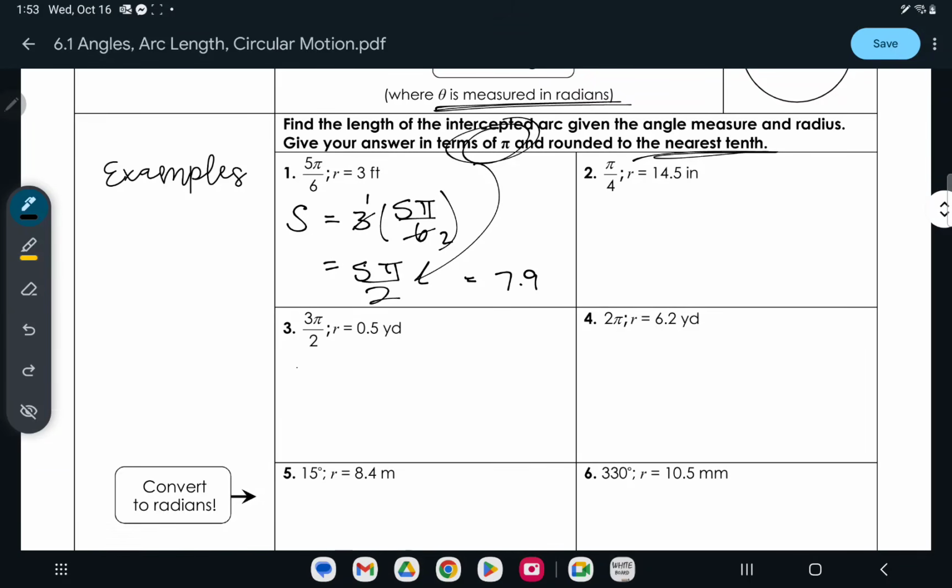All right, let's do another one. Let's see. S equals R theta. The only thing I'm going to do here is change that 0.5 to a fraction. So I can multiply those fractions. So I get 3 over 4 pi. And if I plug that in a calculator, I get 2.4. Right.